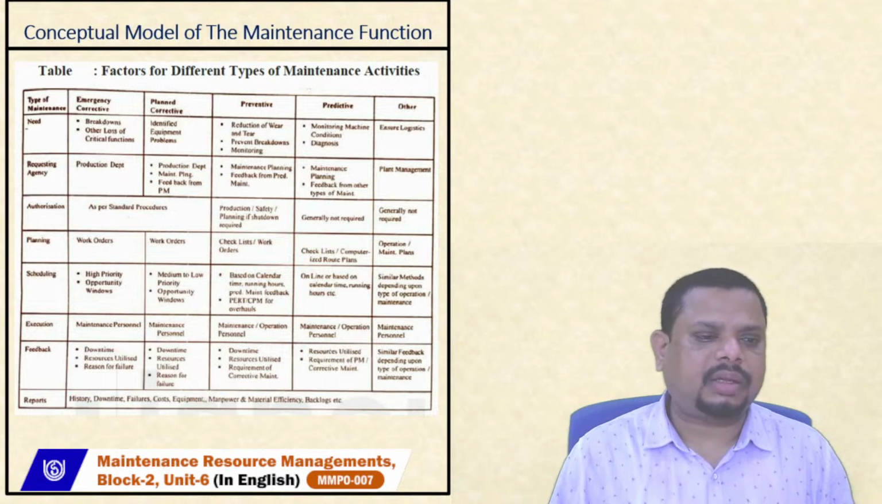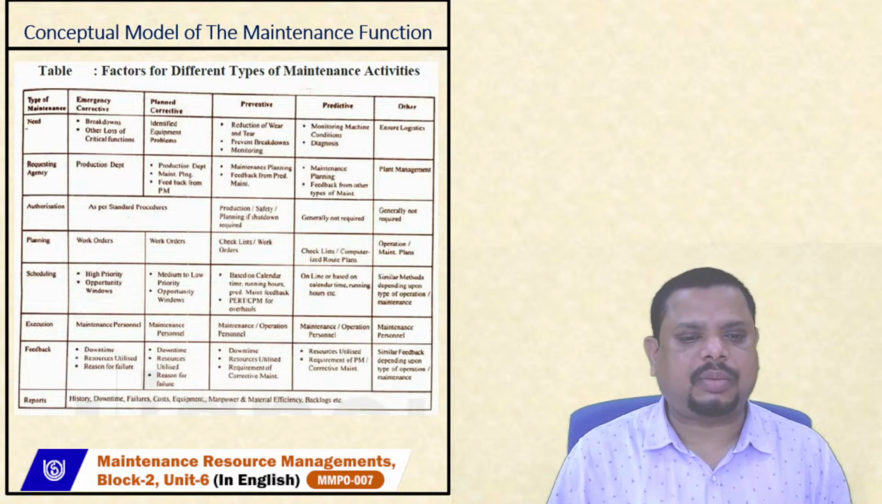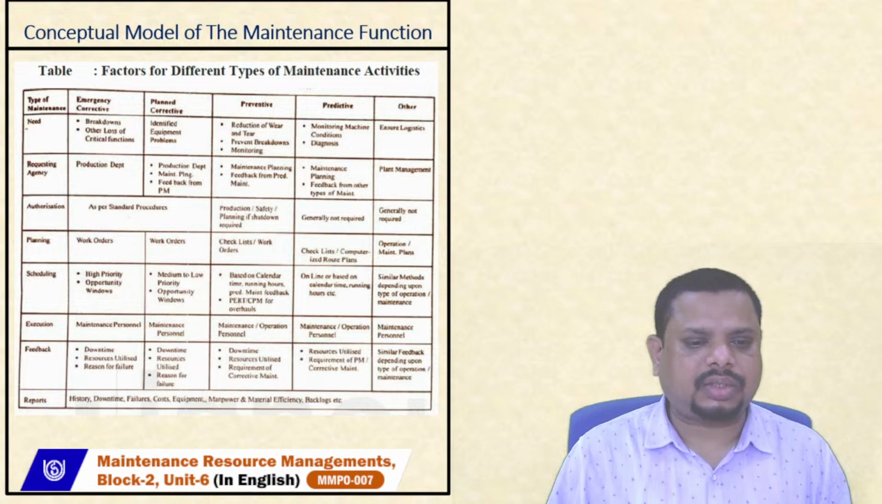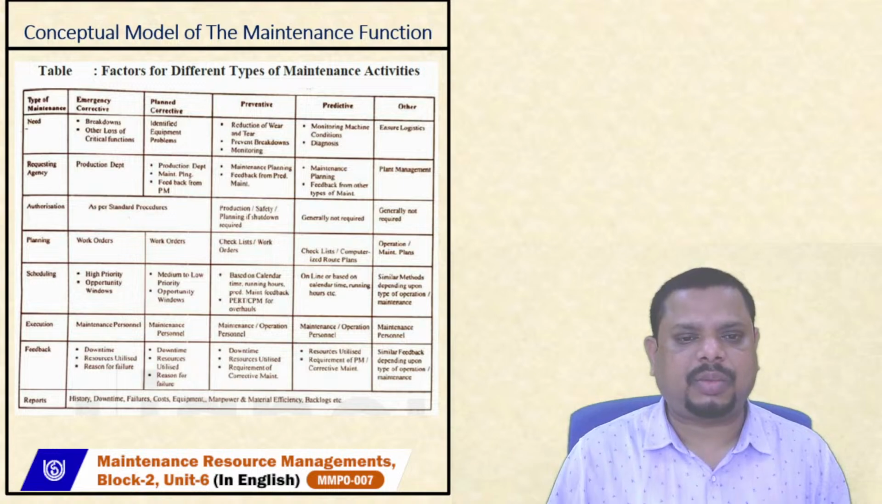Then in case of planning, we have to make the checklist and a computerized route plan for the maintenance related activities. In case of scheduling, it is online or based on calendar times, and running hours should be included. Then in case of execution, we have to focus on maintenance as well as the operation personnel who are directly assigned to a number of machines for maintenance related activities.